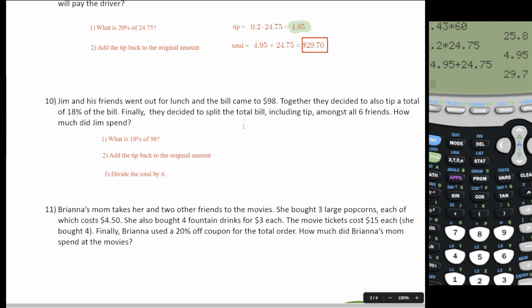So first, we're going to find the tip. That tip is going to be 18% or 0.18 of 98. So 0.18 times 98. 18% of 98 is 17.64. And then we want to find the total. It's going to be our next step here.